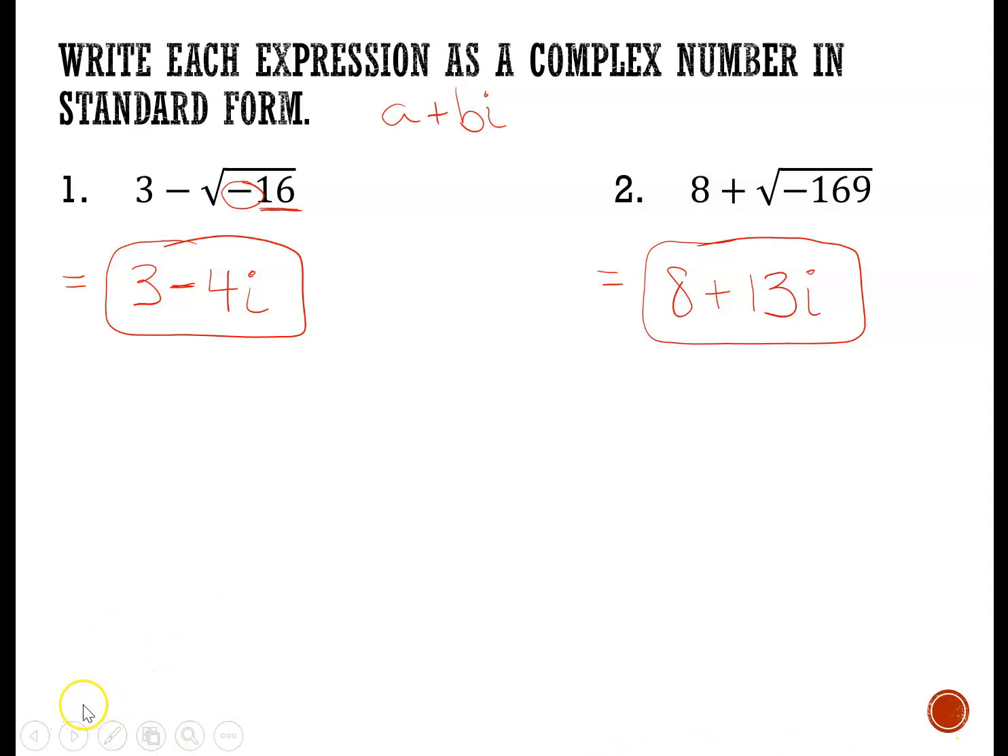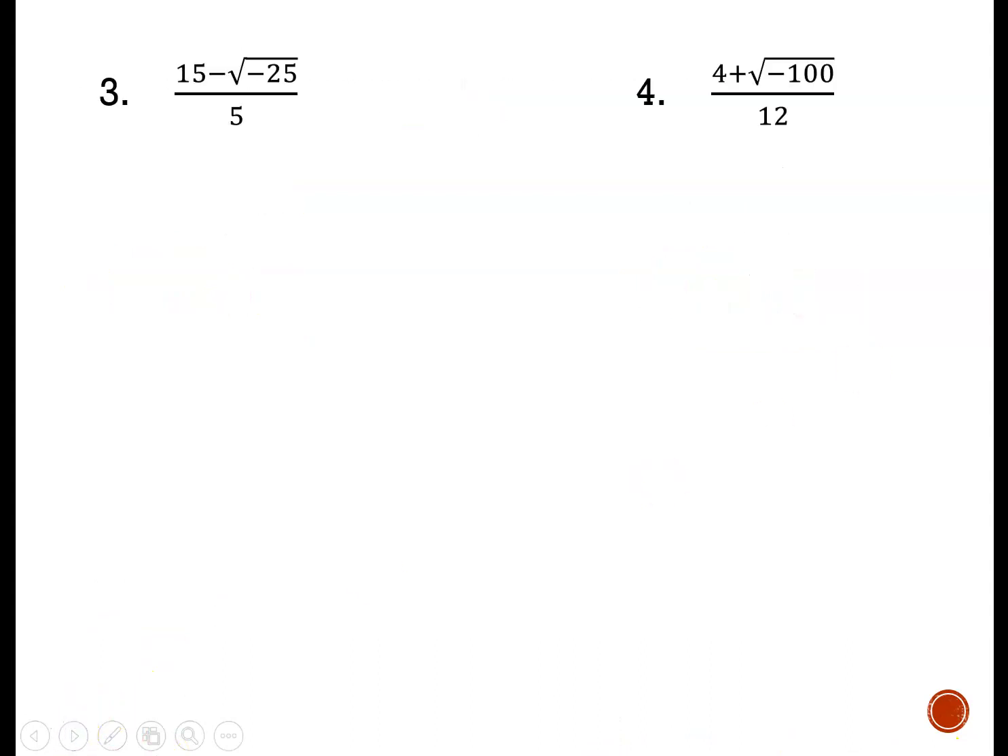Let's do a couple more. These are slightly different because they have a fraction. We would first simplify the radical, just like we were doing on the previous examples. So we're going to bring everything else down, bring down the 15, bring down the minus that's in front of the radical, and then just do the square root of negative 25. The square root of 25 is 5. The negative under becomes an I. So we put 5I after this minus sign, which still has to be there. Then go ahead and keep that 5 on bottom.